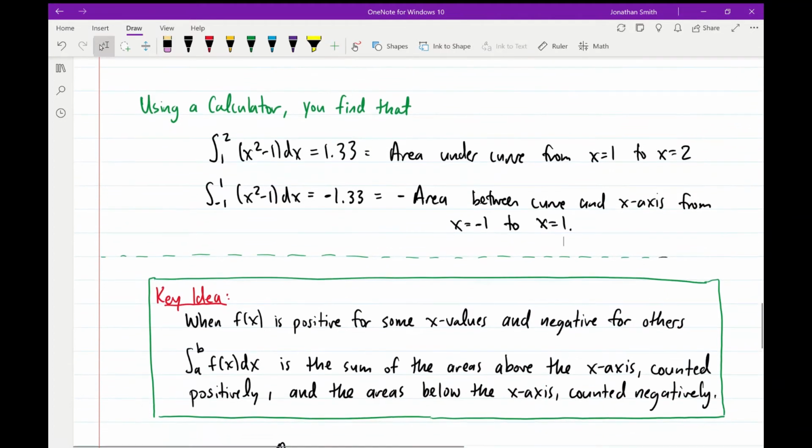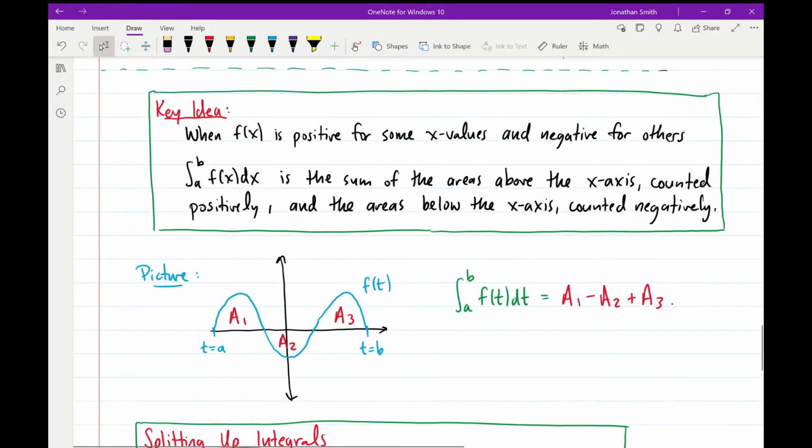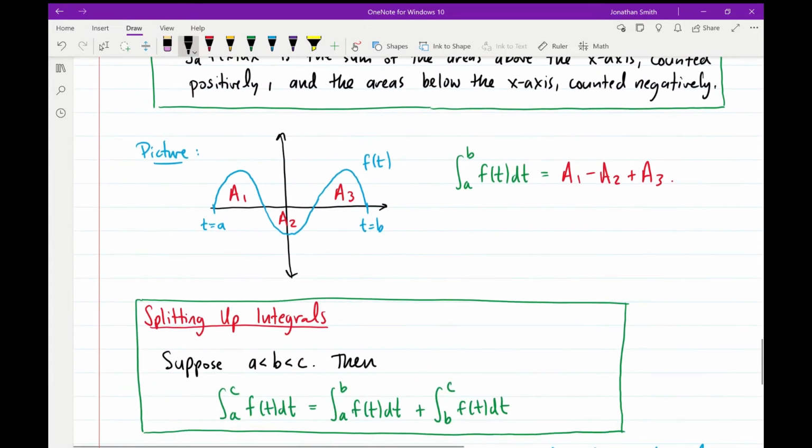In this next section, let's start with another key idea. When f of x is positive for some x values and negative for others, then the definite integral from a to b of f of x is the sum of the areas above the x-axis counted positively and the areas below the x-axis counted negatively. So maybe it's better to represent what this key idea is saying with a picture.